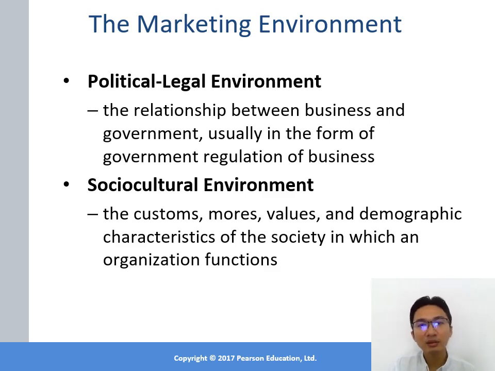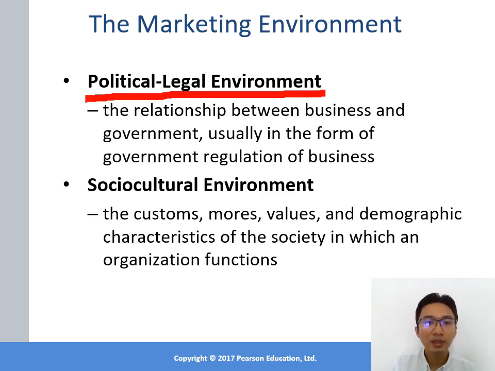We have several marketing environments. We're going to go one by one. So the first one is the political legal environment. Remember again, this is external. It's outside. This is beyond marketing's capability to control. This includes both global and domestic, and they have profound effect on marketing.